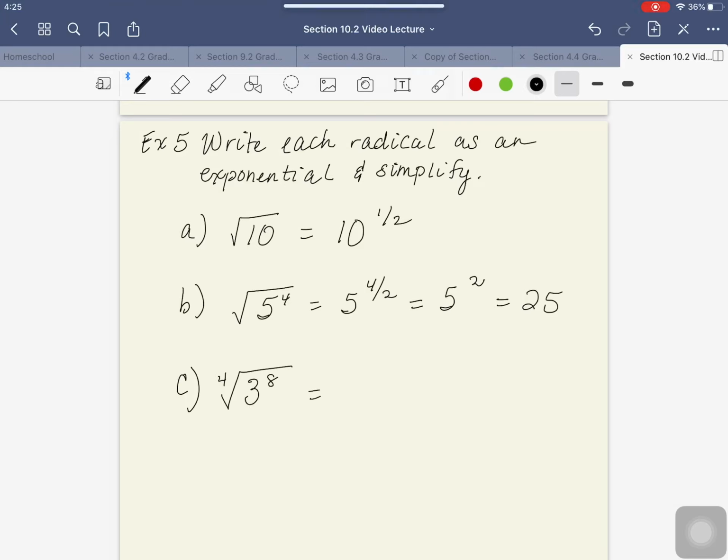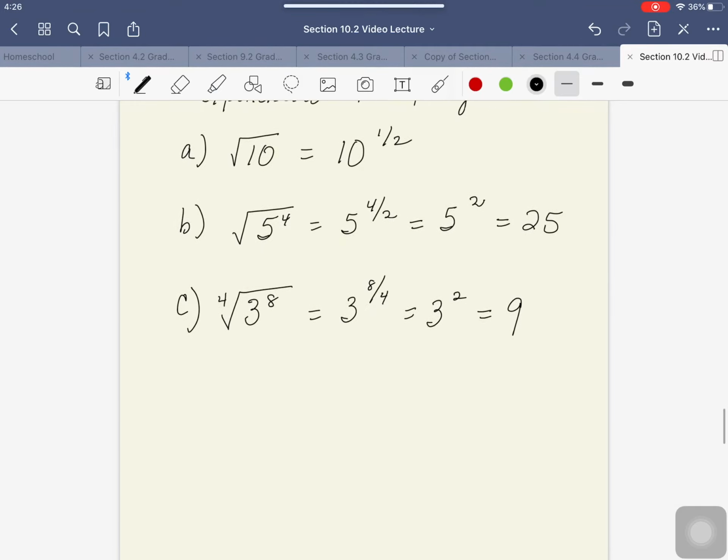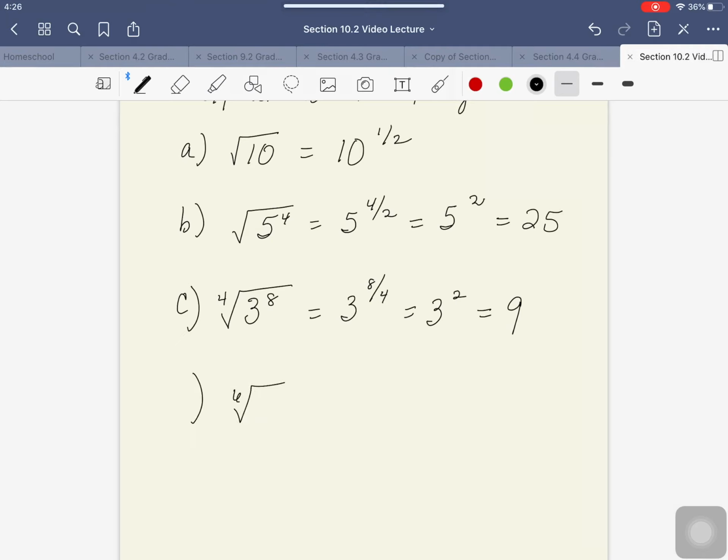All right, the 4th root of 3 to the 8th power. Just remember the power is your numerator and the root is your denominator. So that would simplify to 3 squared, which is equal to 9. All right, the 6th root of z to the 6th, that would be z to the 6 over 6, which is just z.